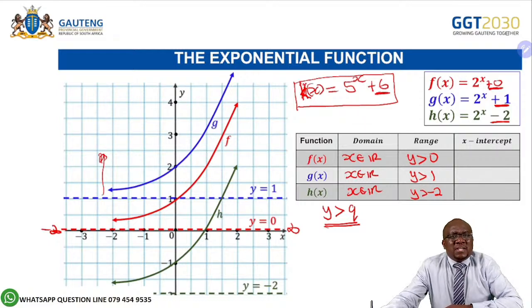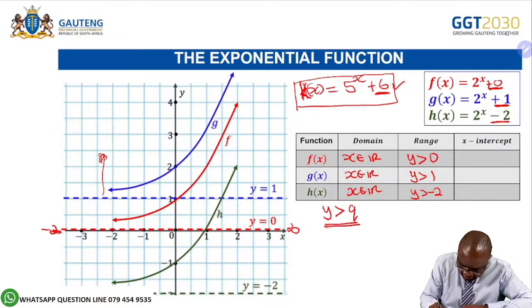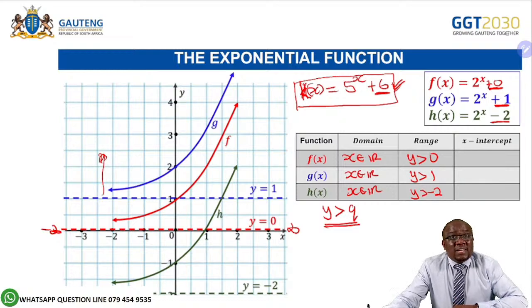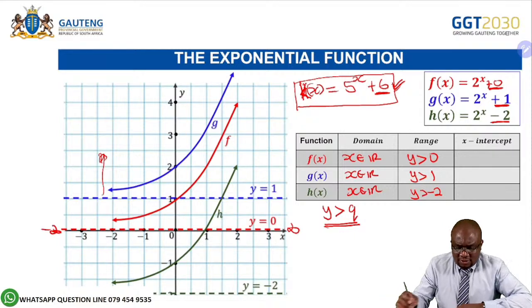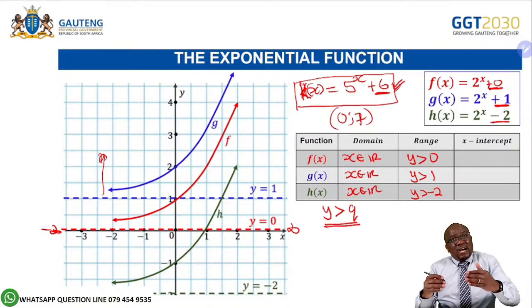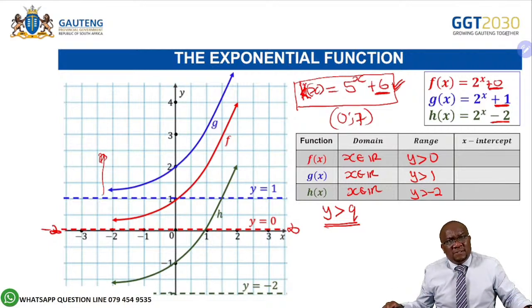What is the range for k of x? y is greater than 6. What else? What are the coordinates of the y-intercept for k of x? 0, and then 1 plus 6, which is 7. So it's going to be (0; 7). So now, from our generalization, we can just get these key features from the equation.